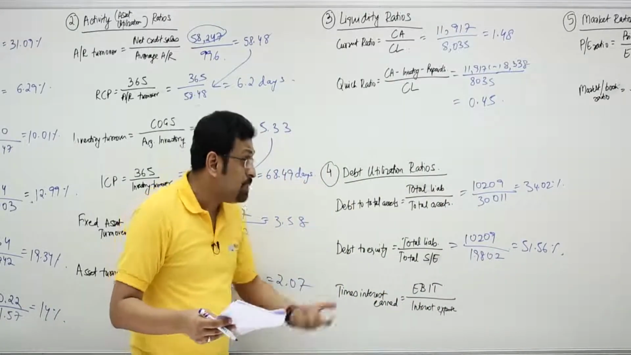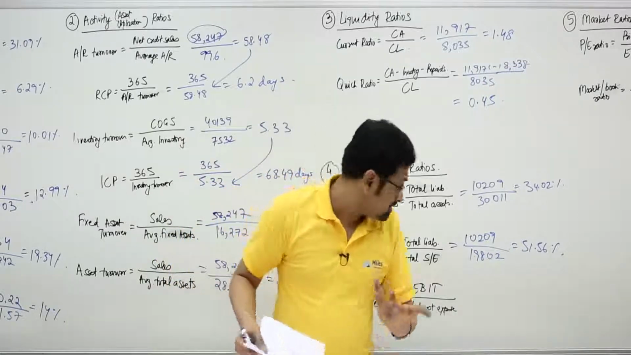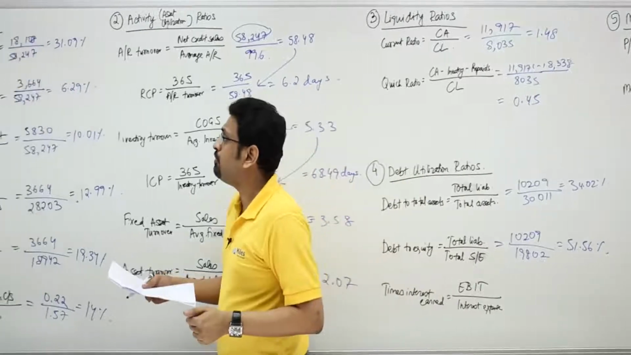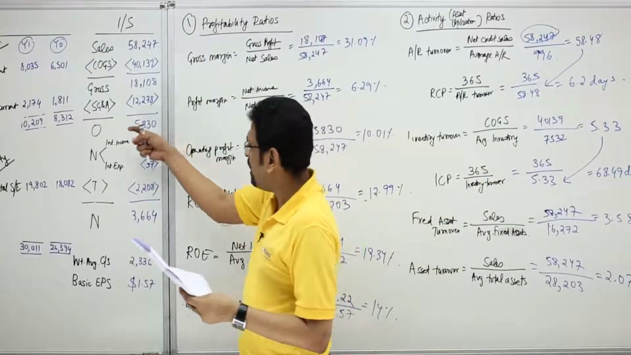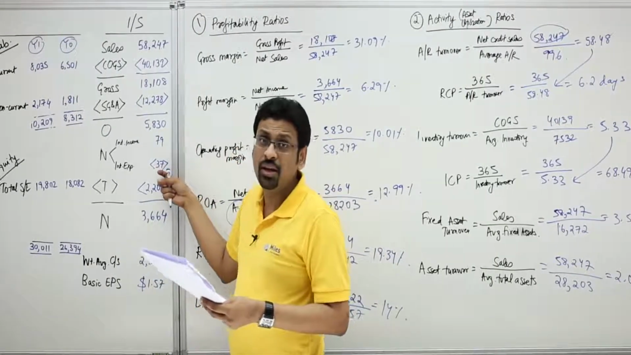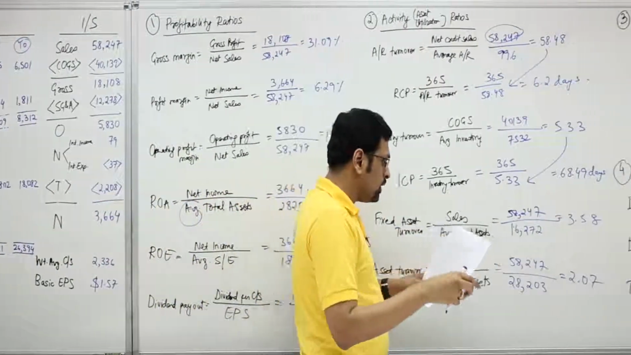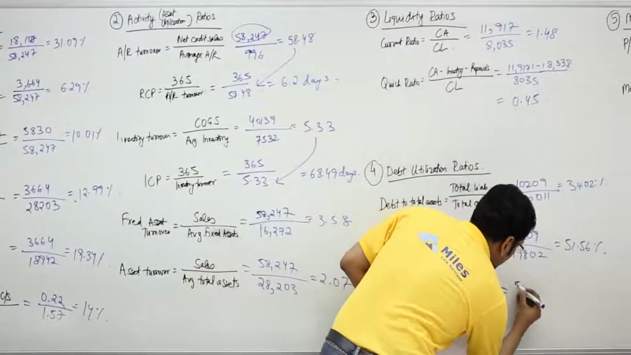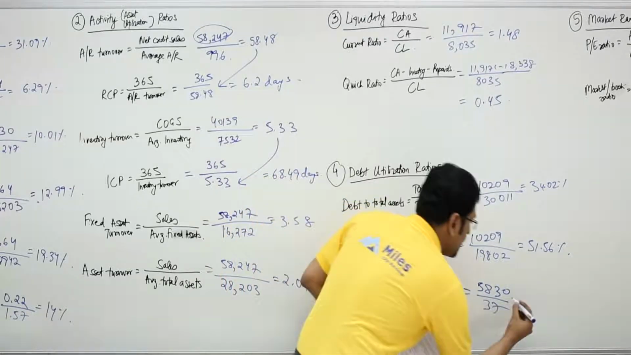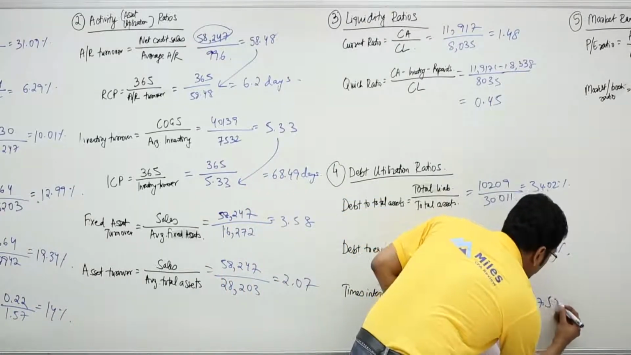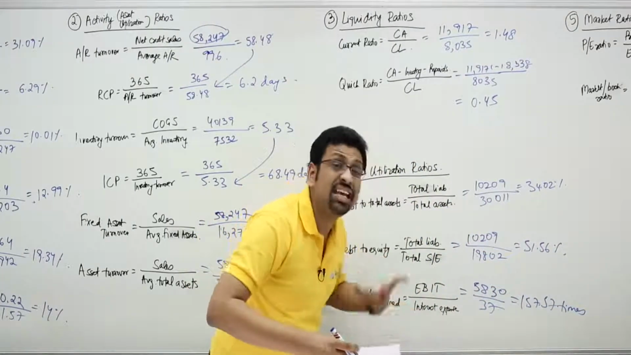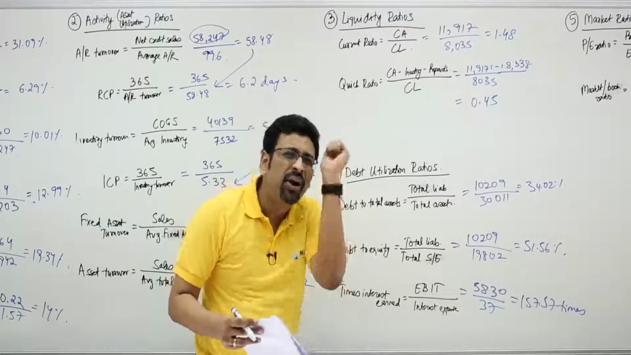Then you have times interest earned, so that's the coverage for interest, EBIT by interest expense. Earnings before interest and taxes, that's 5,830. Interest expense, that's 37. So basically we're going to do EBIT 5830 divided by 37. That gives us 157.57 times. So EBIT is like 157 times interest expense. Pretty much covered.